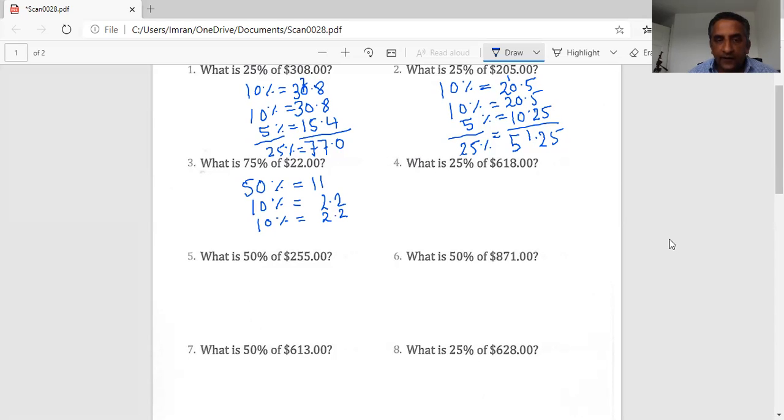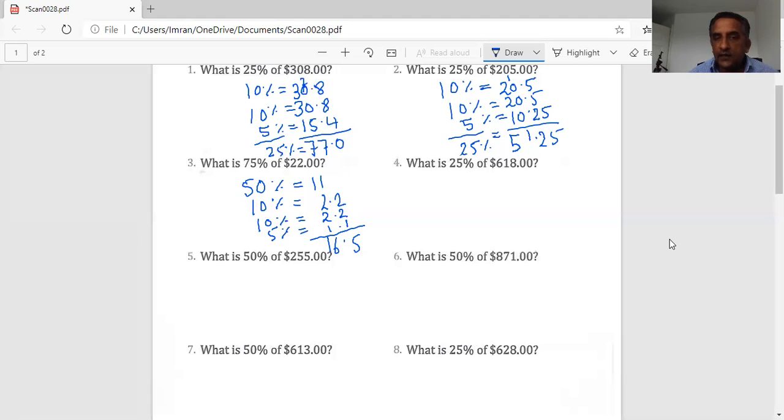And then we find 5%. Half of 10% is 5%. So we'll half 2.2. It will be 1.1. Now we can add all of them. So 2 plus 2 is 4. 4 plus 1 is 5. Then we have the decimal. Then we add this side. 2 plus 2 is 4. 4 plus 1 is 5. 5 plus 1 is 6. So it's 16.5.